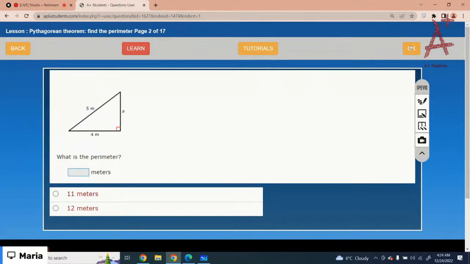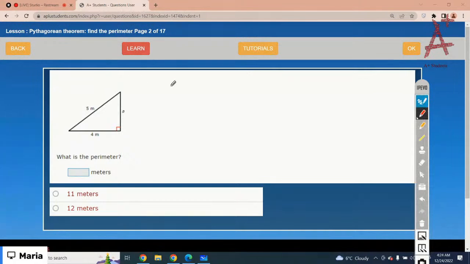You have to calculate the side length a using the Pythagorean theorem. Got it? So let's start. We know that c square equals a square plus b square. Here you have to find the value of a. So move that b square to the other side. It would be c square minus b square equals a square.